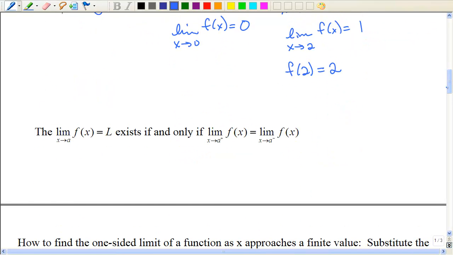And just to conclude, the limit as x approaches a single value, notice no plus, no minus, no right, no left, the limit exists if and only if the one from the right equals the one from the left.